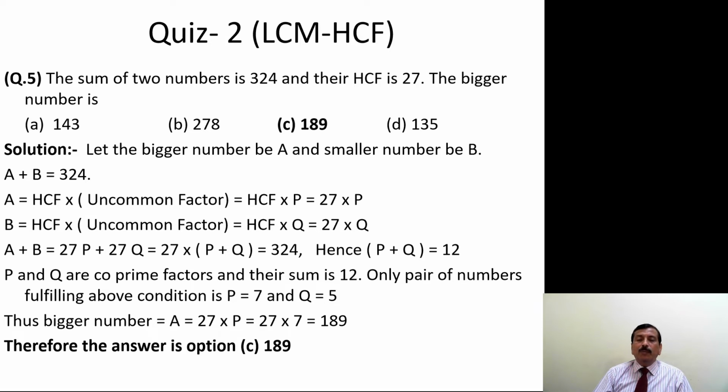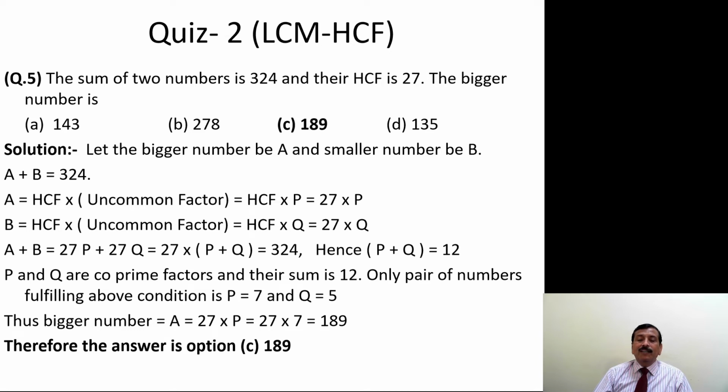So 27 into P will be A. 27 into Q will be B. And A plus B is equal to 27P plus 27Q, which is 27 into (P plus Q). And that is given as 324. So P plus Q is 12. Now 12 has two co-prime parts, which are basically 5 plus 7, where 5 and 7 are co-prime factors.